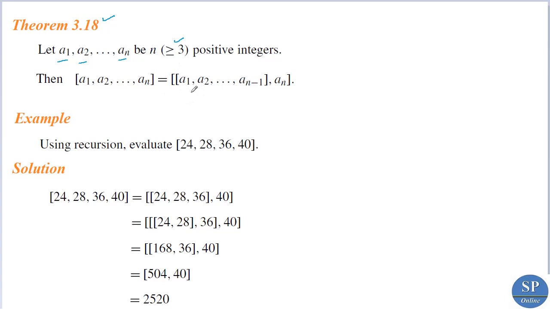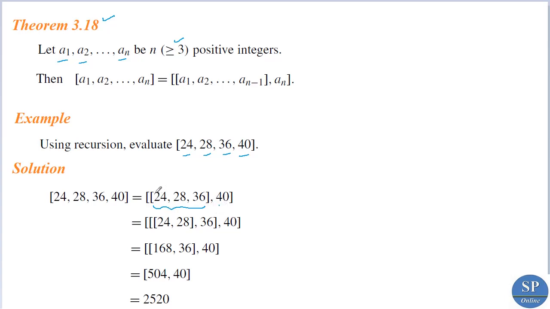For example, using recursion, evaluate the LCM of 24, 28, 36 and 40. We know by using the previous theorem, the LCM of these four numbers is equal to the LCM of the first three numbers and 40.